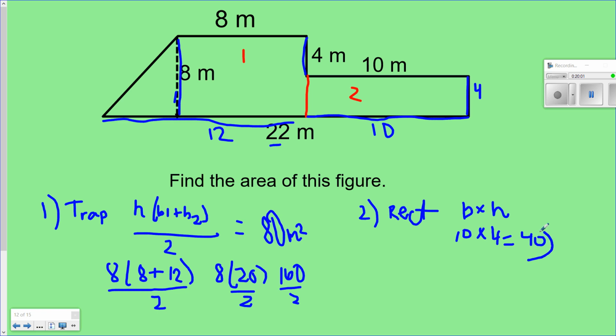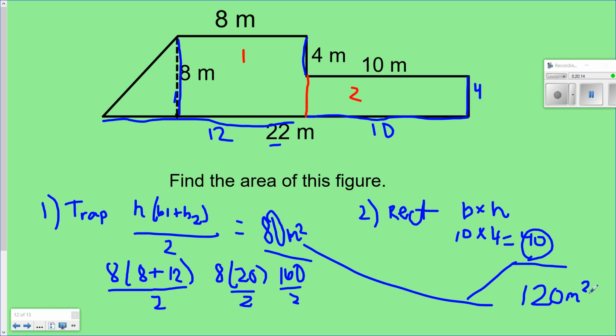Woohoo. So if I want to know the whole thing together, I have to take this plus this, 80 plus 40, which is 120 meters squared. Okay, what do you guys think? Think you can do that? I think you can do that.